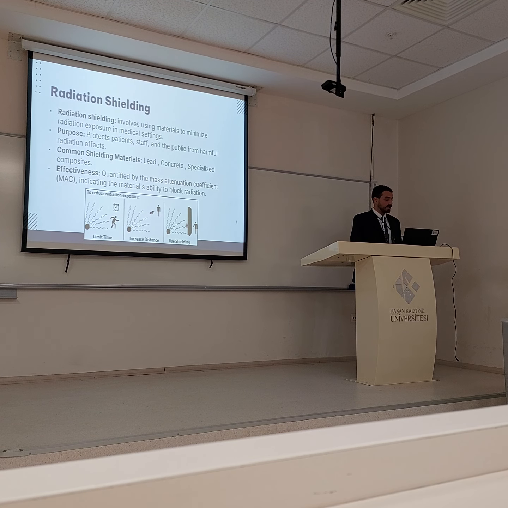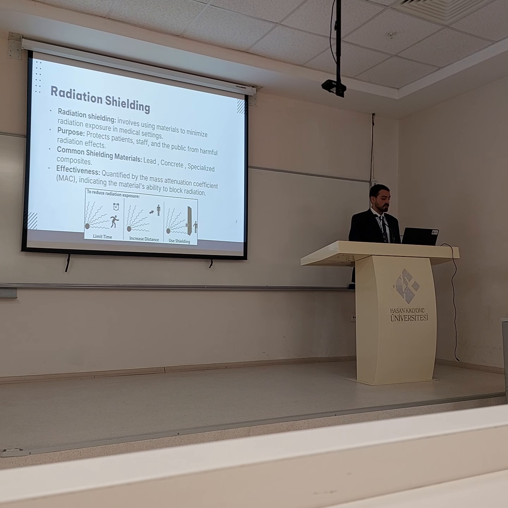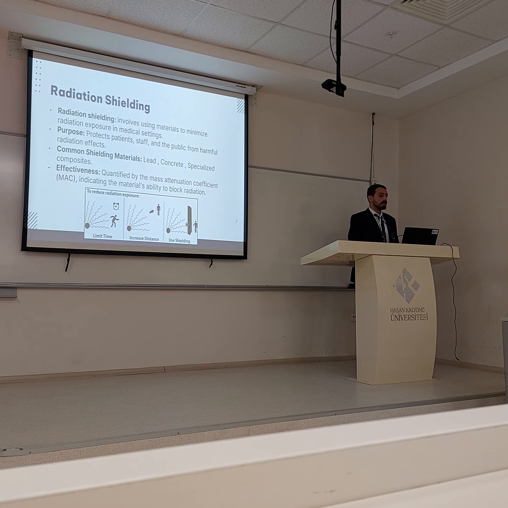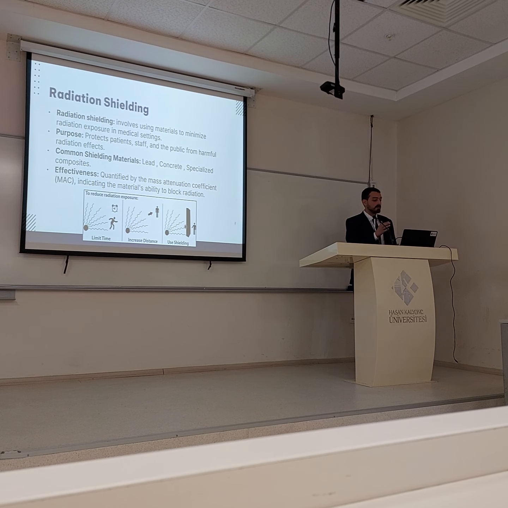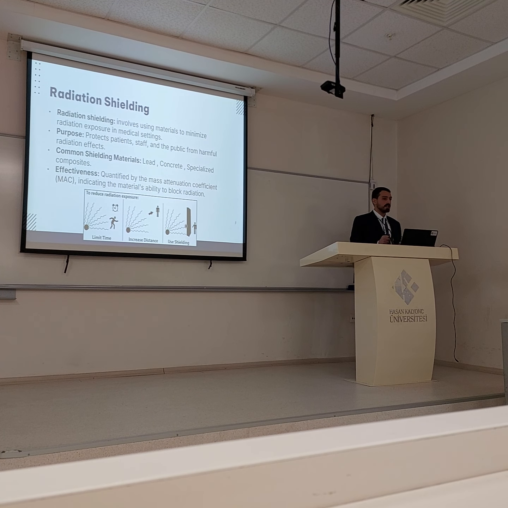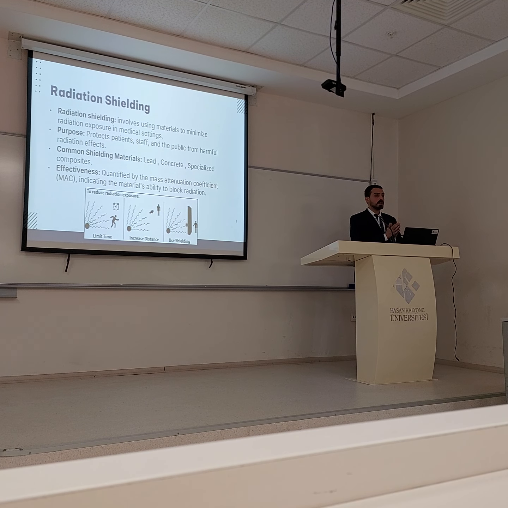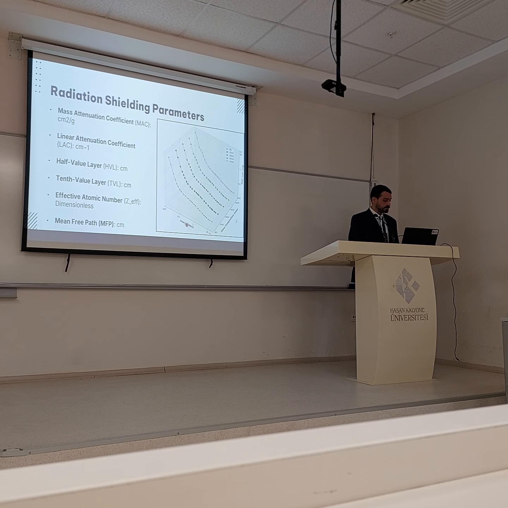So what's radiation shielding? It involves using materials to minimize radiation exposure in medical settings. So it uses some materials to decrease the amount of exposure. Purpose: it protects the patients and protects the doctors and technicians. It's quantified. This is a very important point because we built on this point. Generally, when we compare materials, we use something called the mass attenuation coefficient. It's a property used to compare materials, to say this one will be better than the other one in radiation shielding, or in protecting or absorbing the radiation.